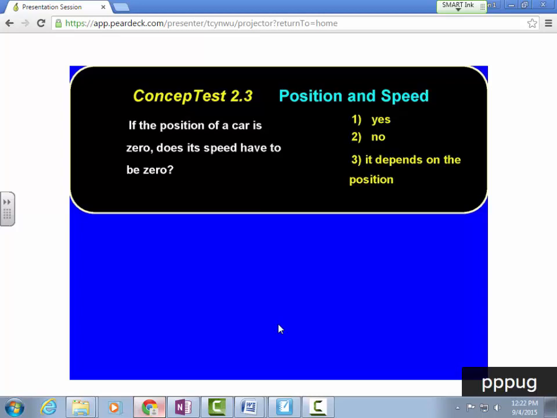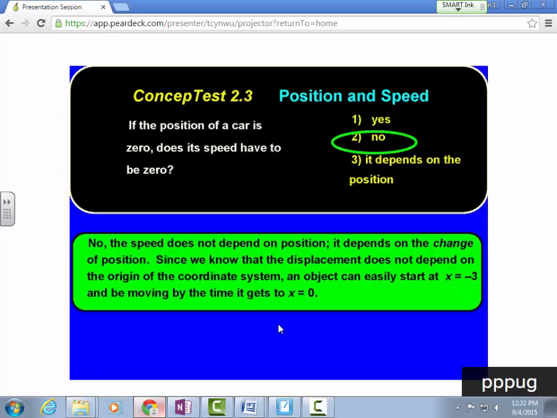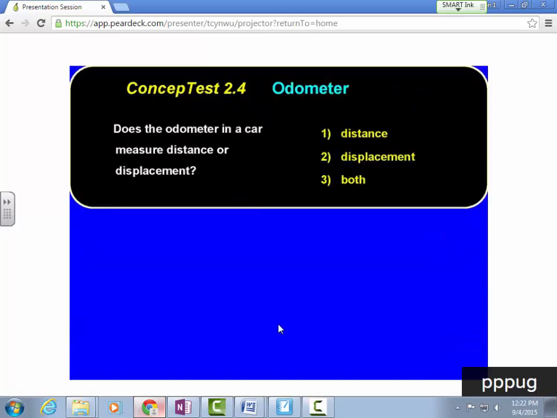If I'm, let's say, walking, and if I put the origin at Gabby, right, what's my position at that point? It's 0. But I clearly have a non-zero speed. So, does the odometer in a car measure the distance or the displacement?